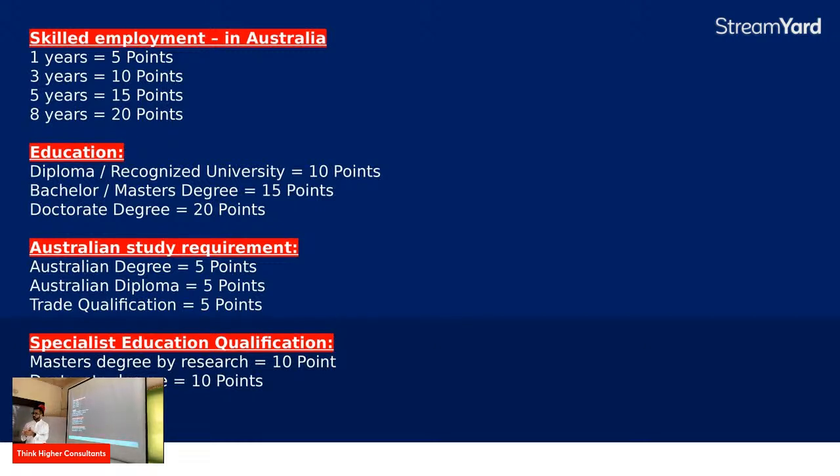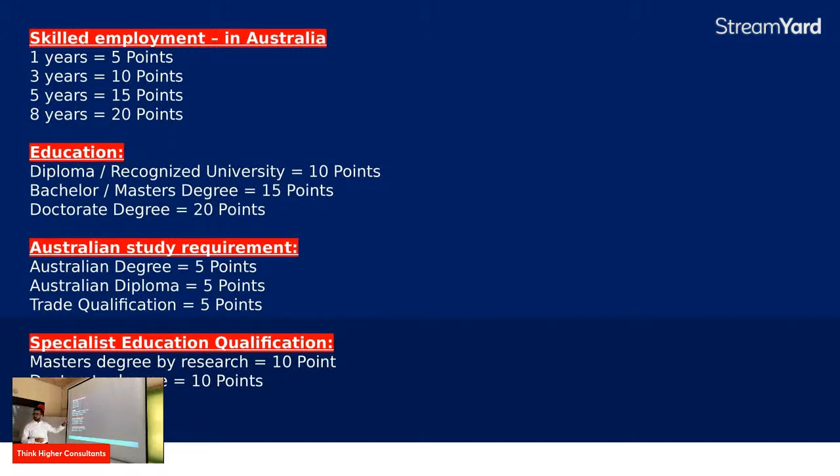But doing a master of research leads to some additional points if you're studying in Australia. For instance, here in specialist education qualification, this is called the STEM studies: science, technology, engineering, mathematics, and medicine. So if you do a master of research in these industries, you'll be able to grab another 10 points, and a doctoral degree will also give you 10 points. So technically PhD and master of research give you more points towards your points test.